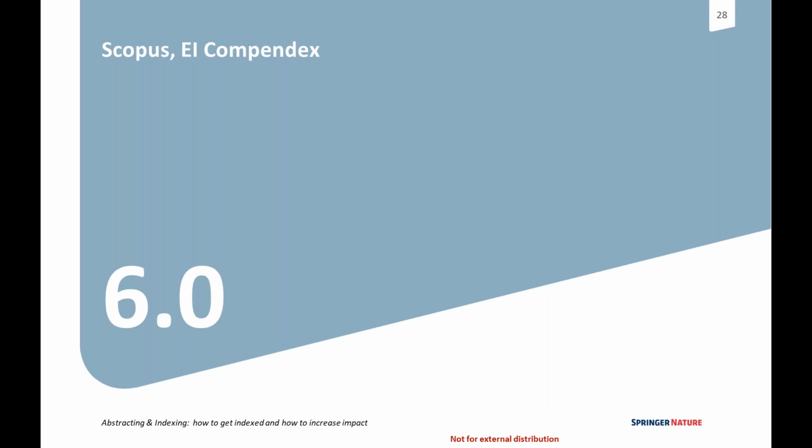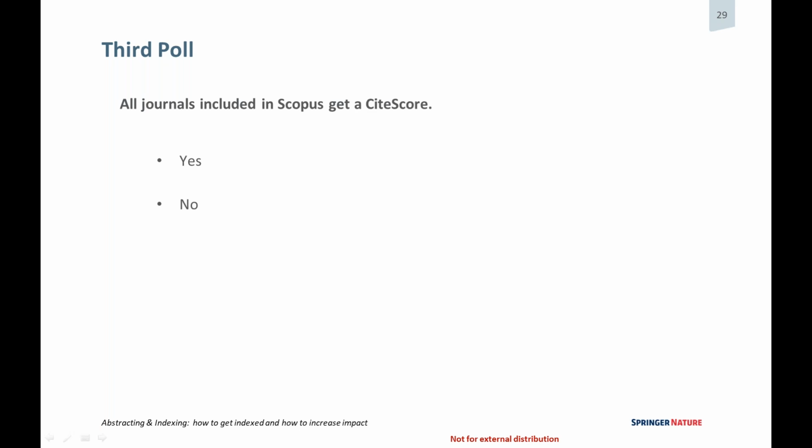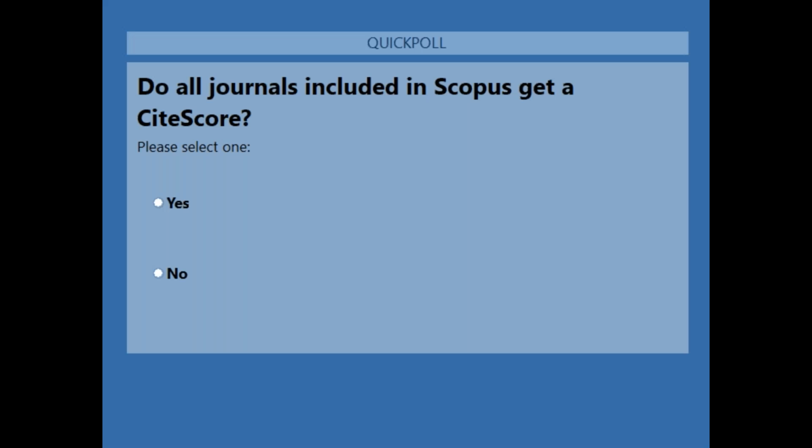Okay, now we are going to be talking about Scopus. EI Compendex is very similar to Scopus, so I'm not going to go into EI Compendex because we are running short of time. So now it is time for the third poll, and the poll is, do all journals that are included in Scopus get a CiteScore? So Alpana, do you want to carry this poll out? Yeah, it's already running on their screens and I am receiving a few votes. Let's see, I'll share the results in a while with you.